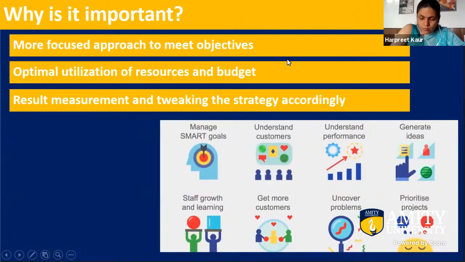For example, if you are working on a bootstrap budget and you have to split your budget between SEO, SEM, SMM, email marketing, affiliate marketing, influencer marketing, you know which is giving you what kind of ROI, and it will give you a direction in how to split your budget. Like I said, you can measure the results and accordingly you can tweak the strategy.